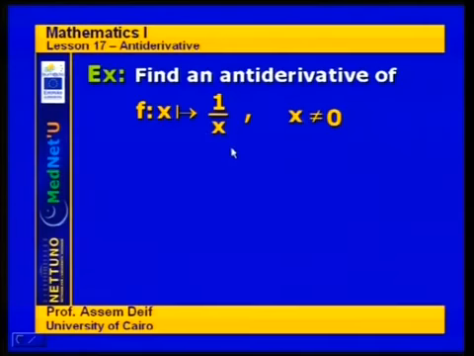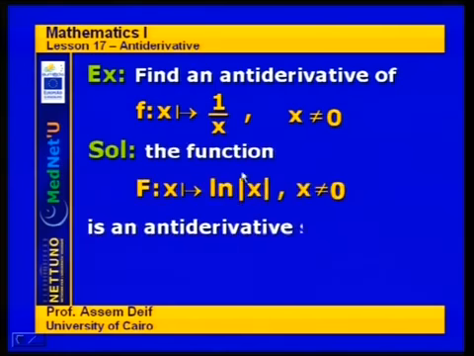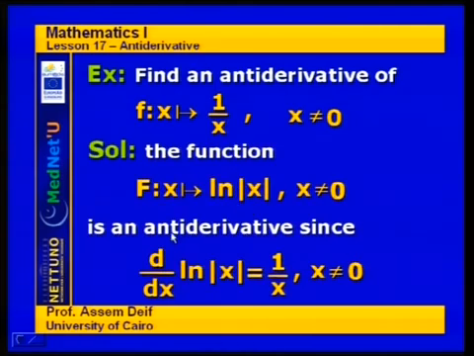And this is why when you ask students to calculate the antiderivative, we don't say calculate the antiderivative of f, but we say calculate an antiderivative of f, because there may be more than one antiderivative. For example, calculate an antiderivative of 1 over x. You may get ln mod x. Why? Because the derivative of ln mod x is equal to 1 over x.